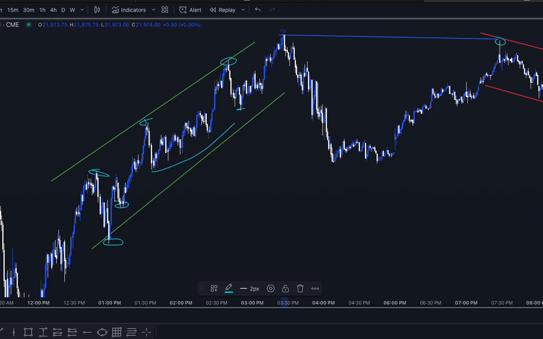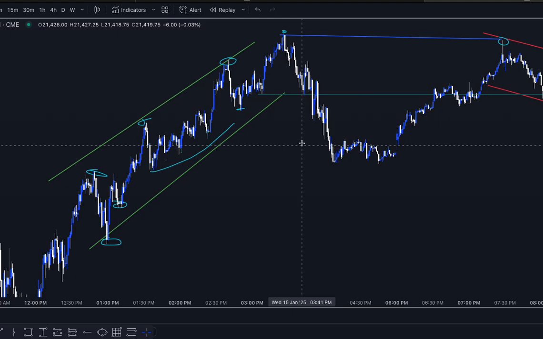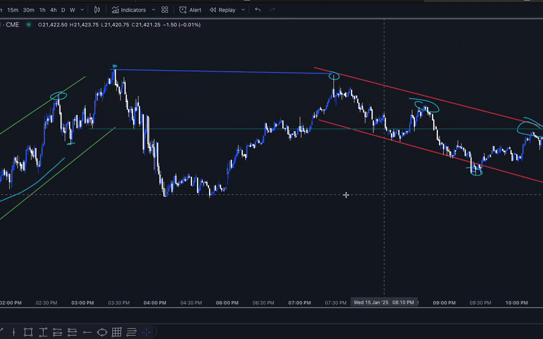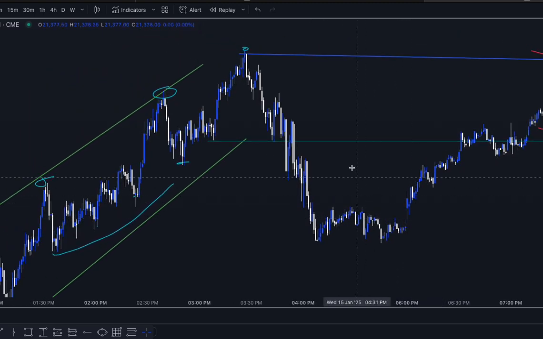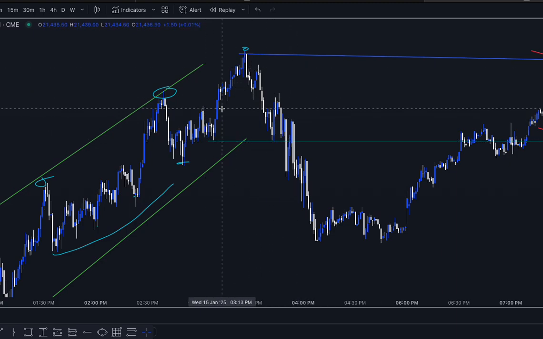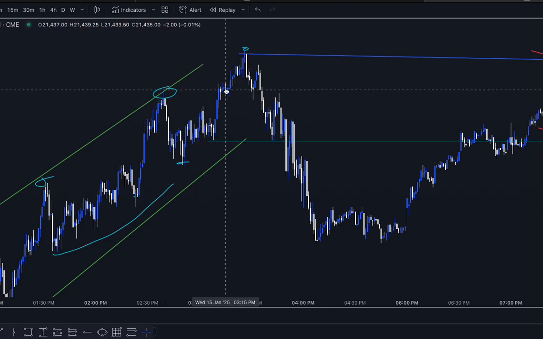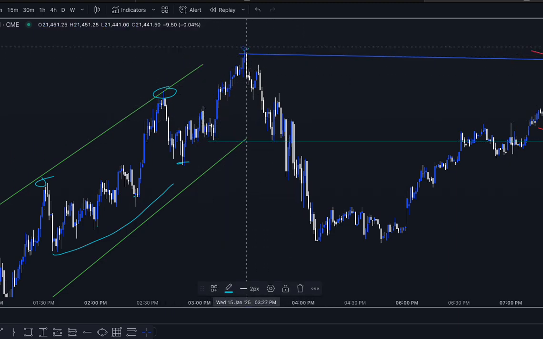Well, it takes a close below a prominent low. Right there. This is the guy we're looking at. Why? Because this is the most recent prominent low. Now it also rests under a fair value gap, which I will teach you guys in the future what that means.